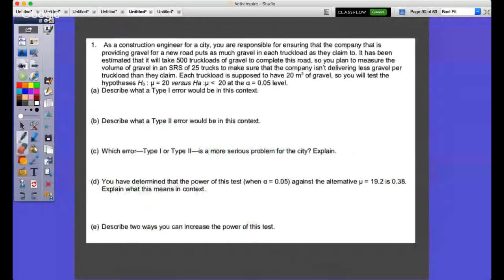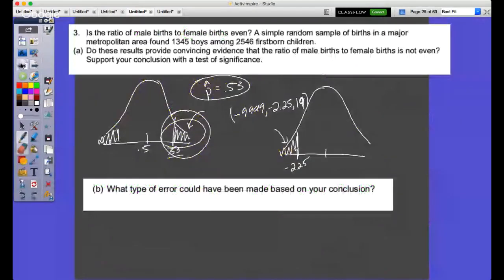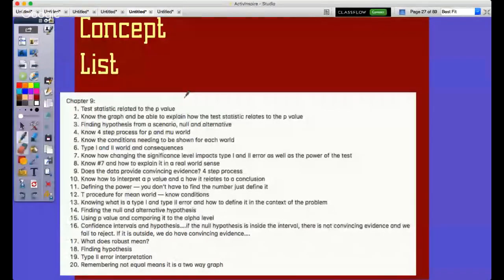First off, before I get to the multiple choice questions, could I please go over some of the concept list real quick? Number one, test statistic related to the p-value. That's what we've been doing, right? Sorry, this is a little different. My apology. So if I give you, like, t is equal to 2.31, and maybe give you some more information than that.